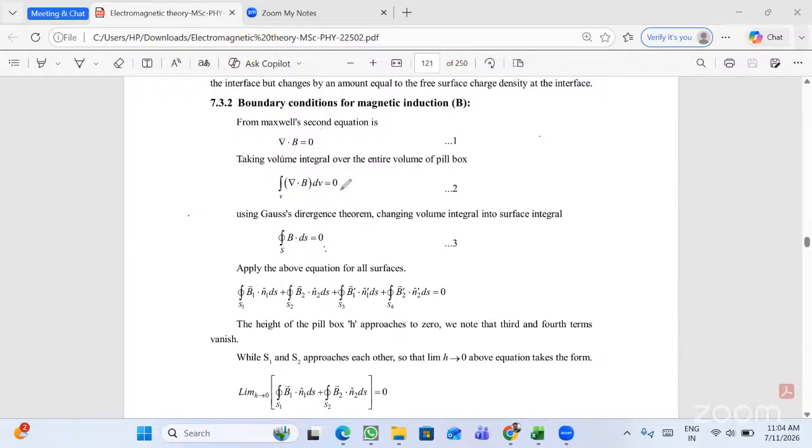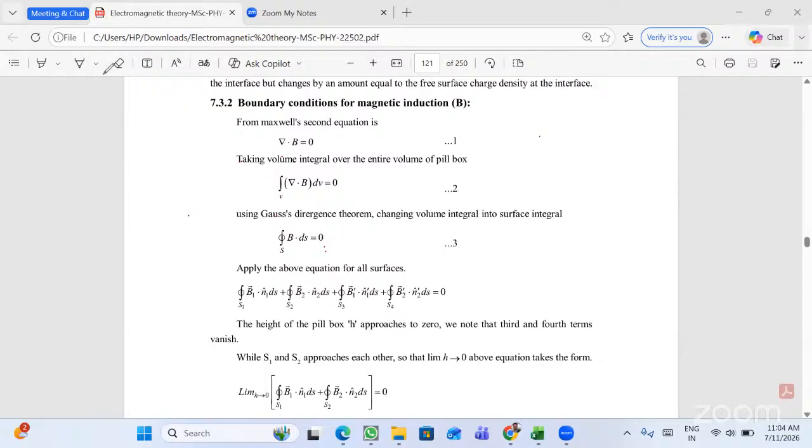Again, what we did is we have taken the volume integral. So that is the integral over V of del dot B dV equals 0. And what we'll do is the same thing again: we convert this volume integral into a surface integral by using the Gauss divergence theorem. So we have got the surface integral of B dot dS.